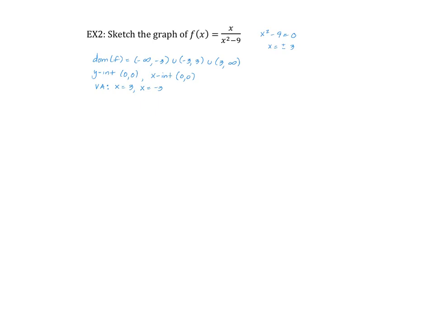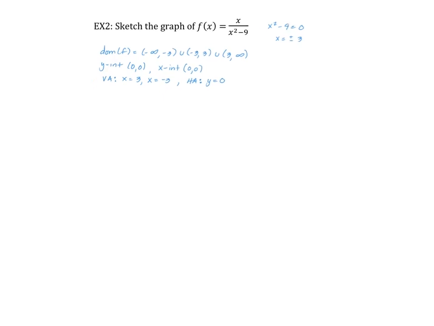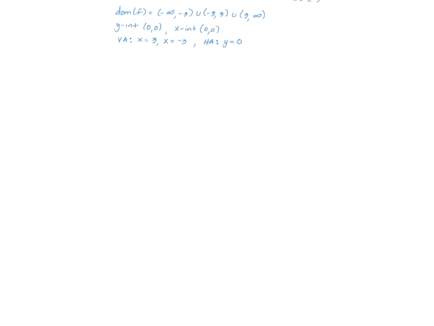I also know that since the degree on the top is 1 and the degree on the bottom is 2, that I have a horizontal asymptote of y equal to 0, again because the degree on the top is smaller than the degree on the bottom. So I have a lot of information here. Now I'm going to have to find the first and second derivative.